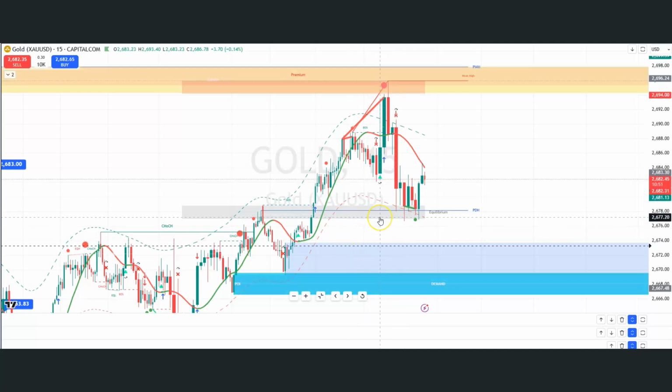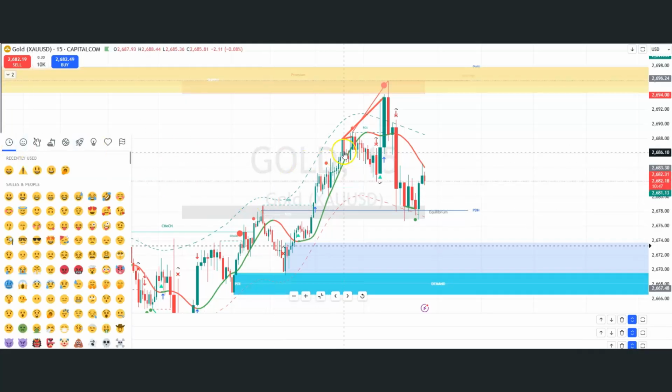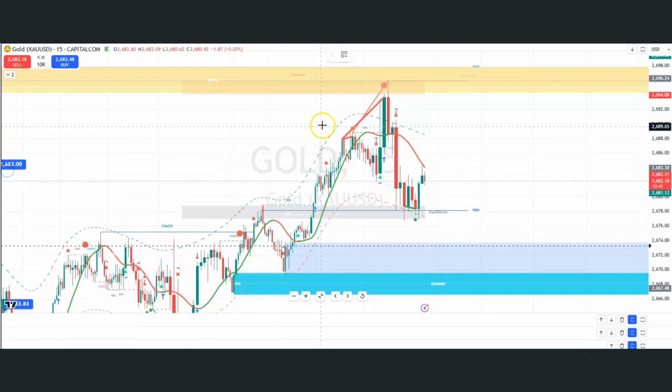So let me just remind you what we're looking for. Outside bars are really important. What I mean by outside bars is that while the price is inside this channel, you see this channel here, special settings, and the moving average is green, you are looking for buys only. So that's the normal way of trading within the trend, of course.